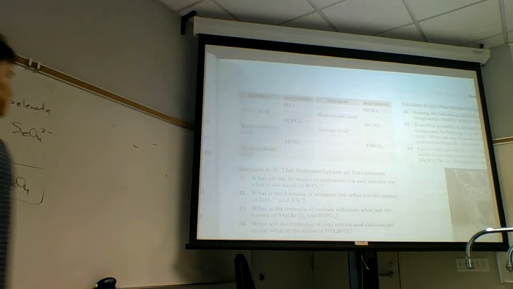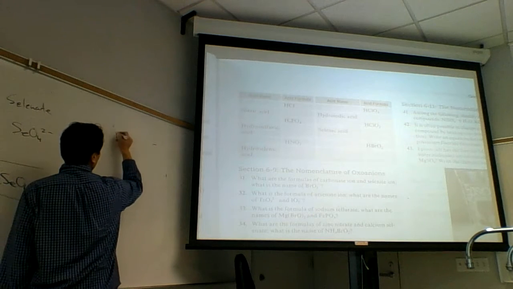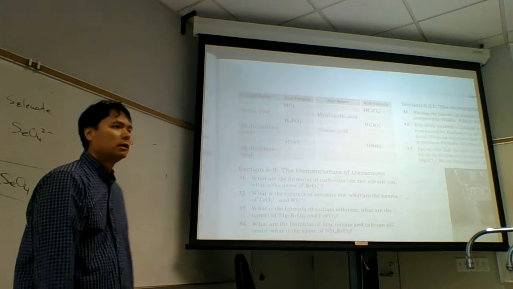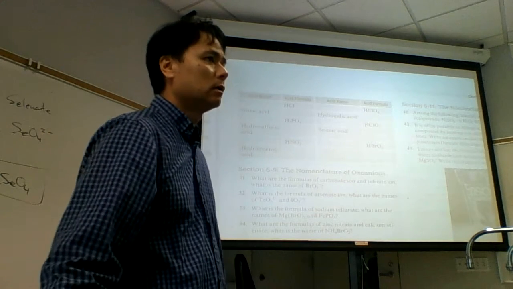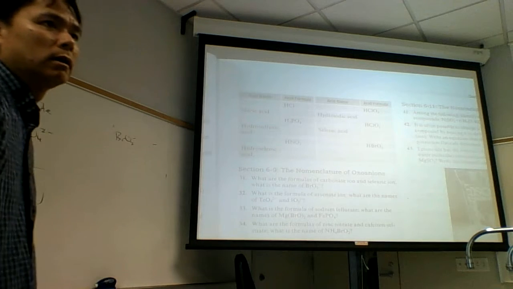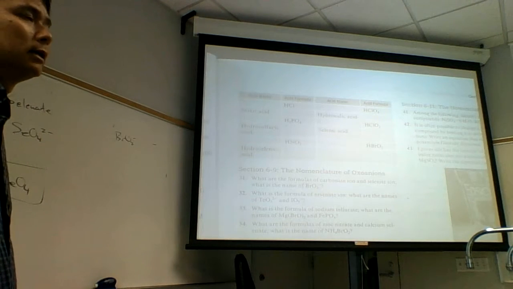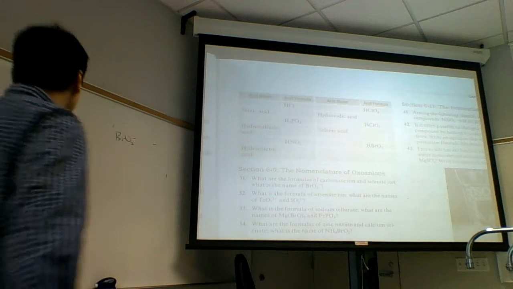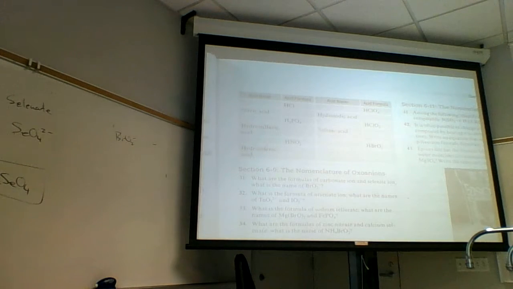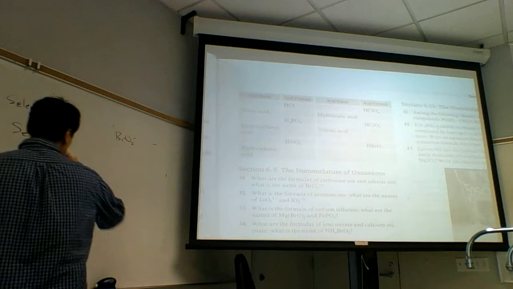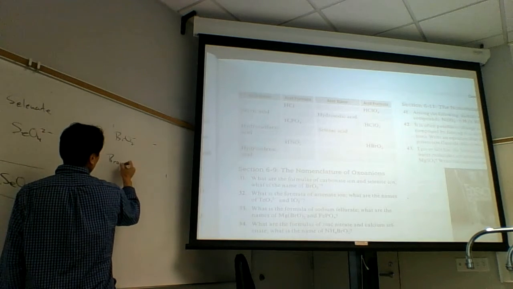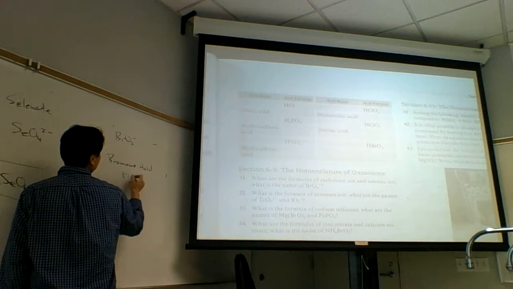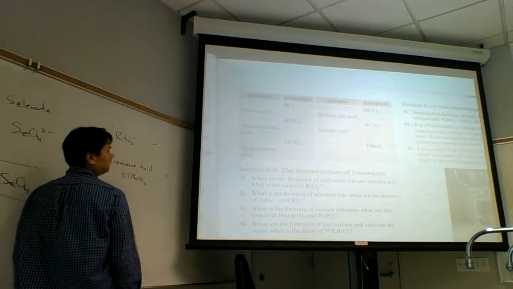HBrO2. BrO2, I know BrO3. BrO3 is called bromate, and therefore BrO2 must be bromite. Bromite means it's bromous acid. HBrO2, bromous acid.